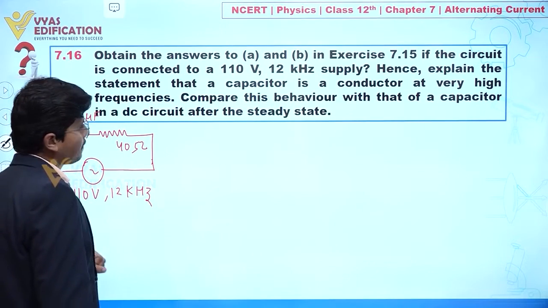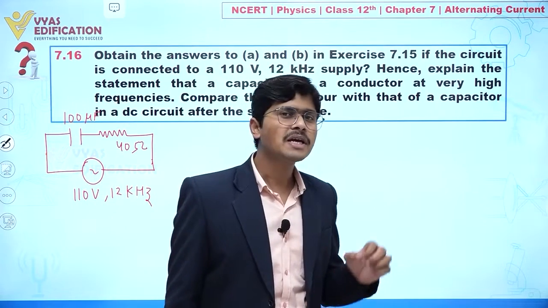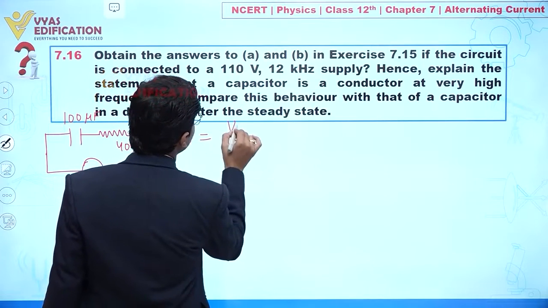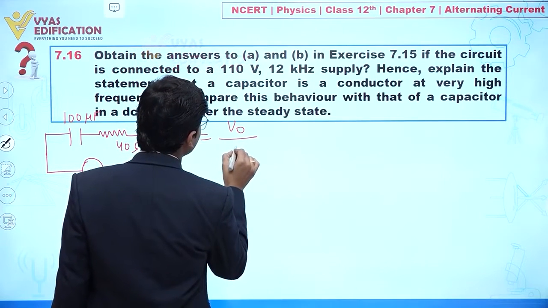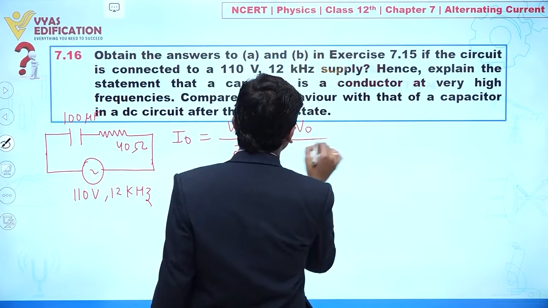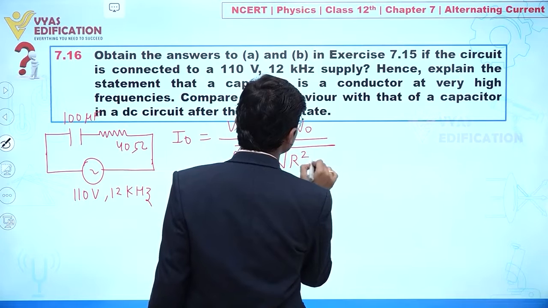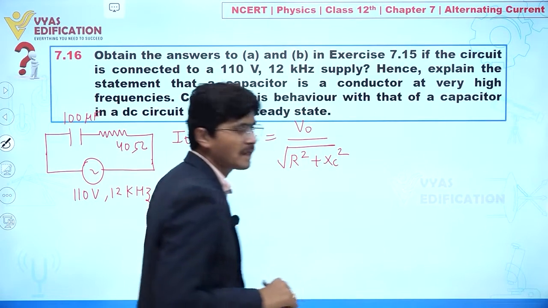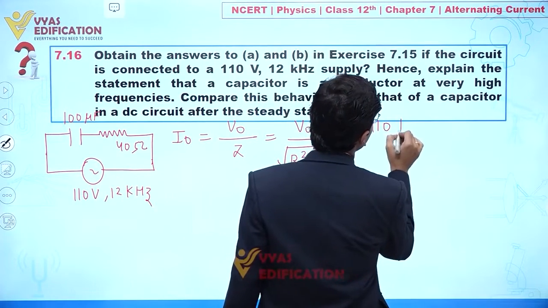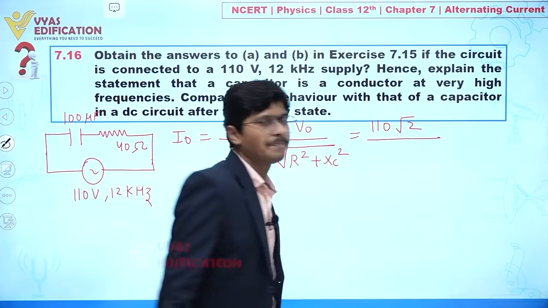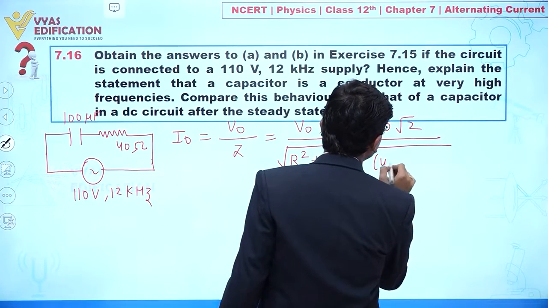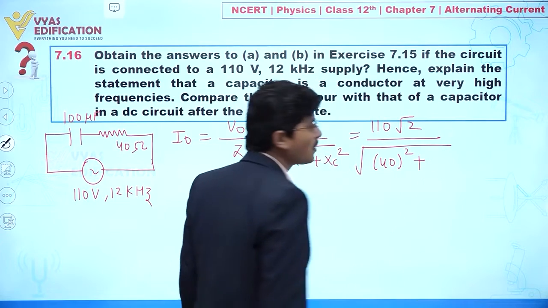So now we know, if we calculate the value of I naught, this is given by V naught divided by Z. The value of Z is given by under root of R square plus XC whole square. The value of V naught you know very well, that is 110 multiplied by under root 2, divided by under root of R square plus XC square. R means 40 square plus what about XC.